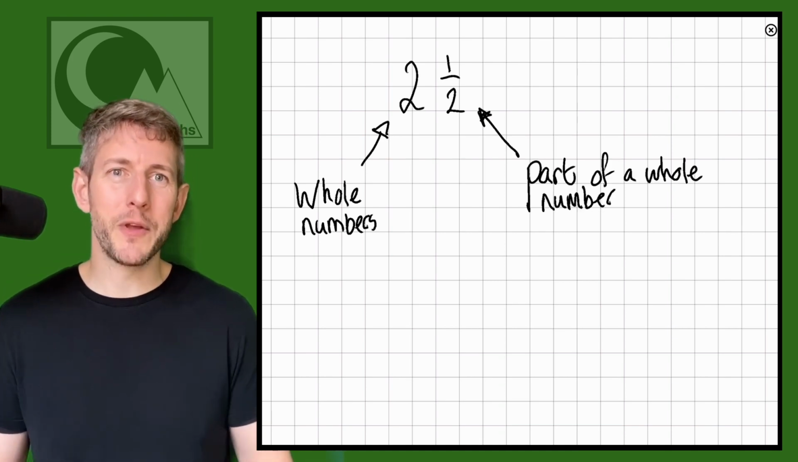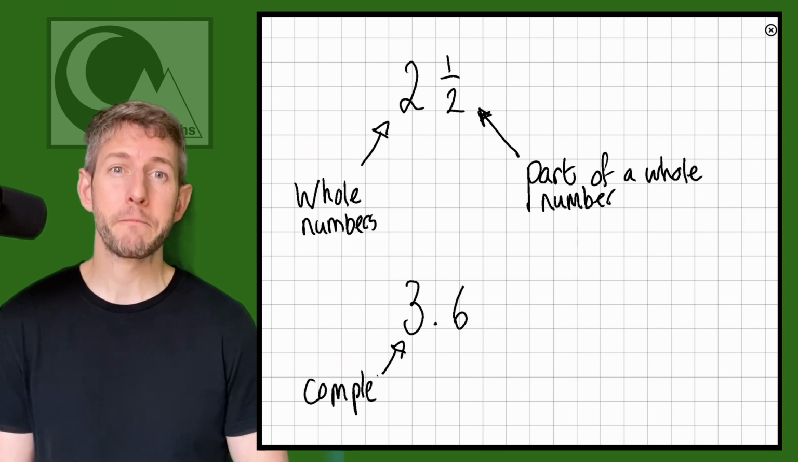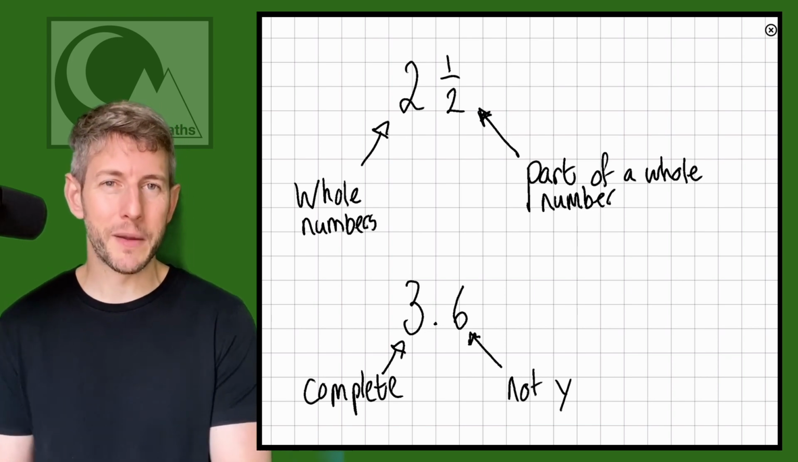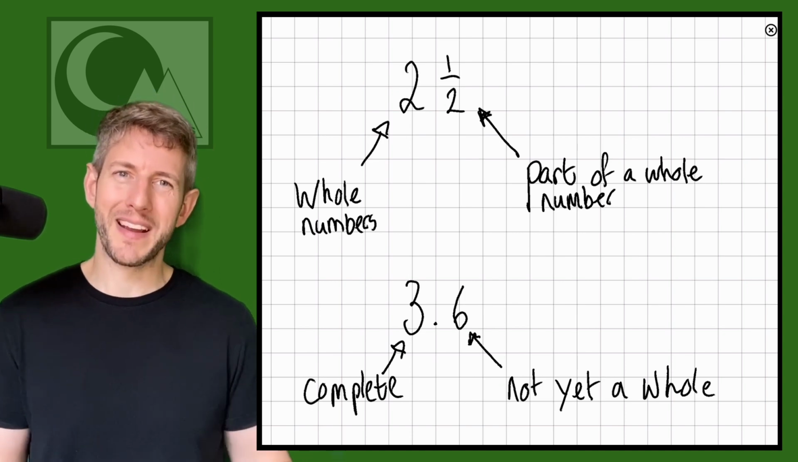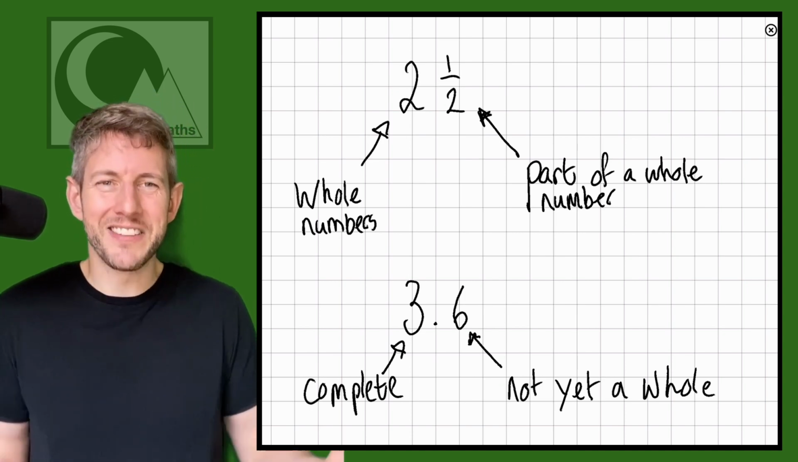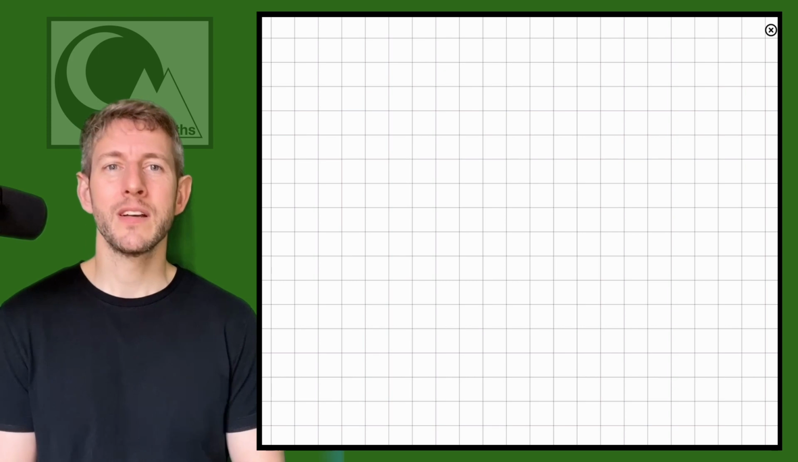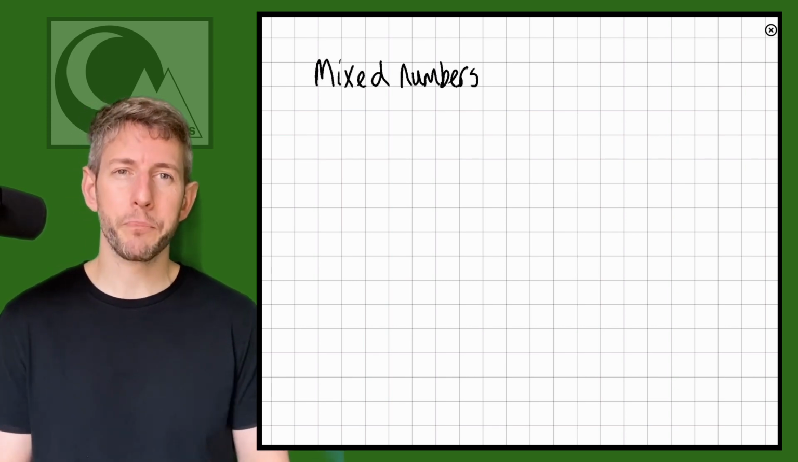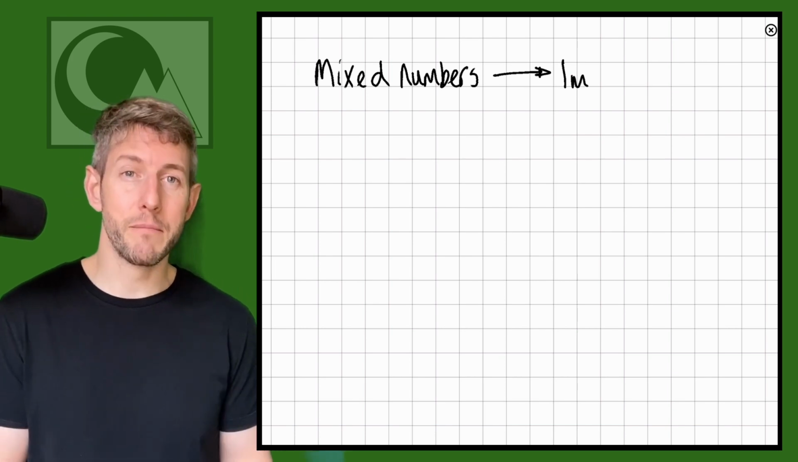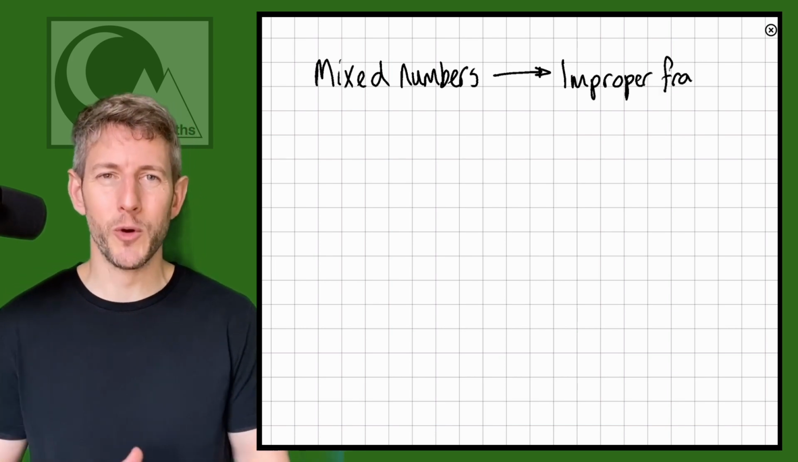Very similar to how you would have a number like 3.6, where you've got the 3, which is the complete part, and the 0.6, which is the extra bit that hasn't yet made up a whole number. So in order to learn this, I first of all want us to focus on moving from mixed numbers to improper fractions, okay? Because that's a little bit more straightforward.